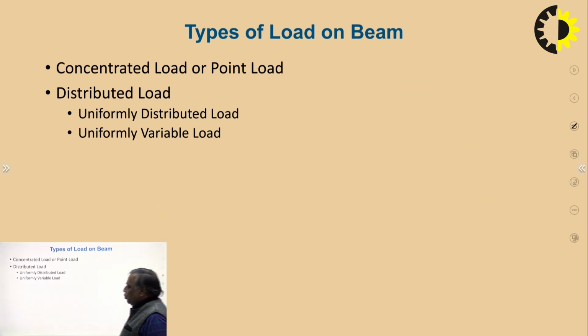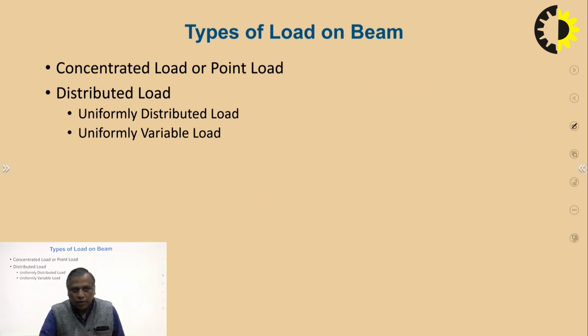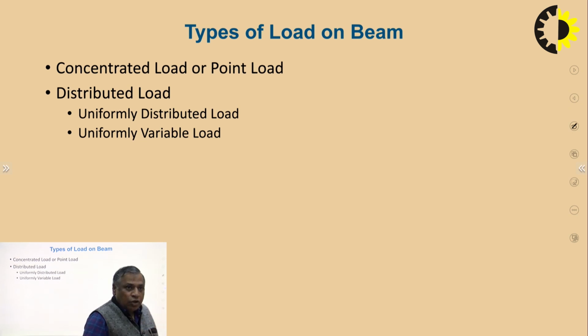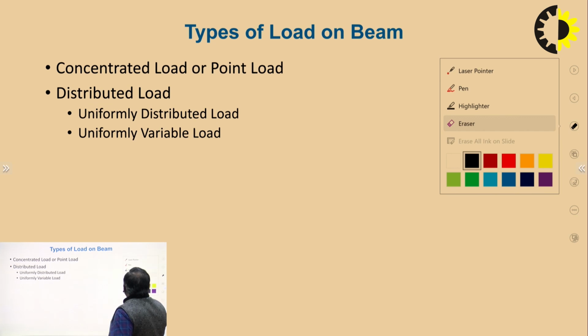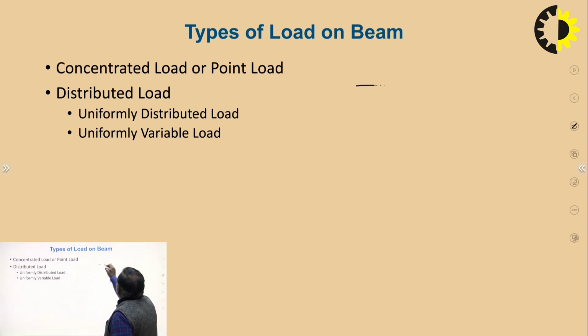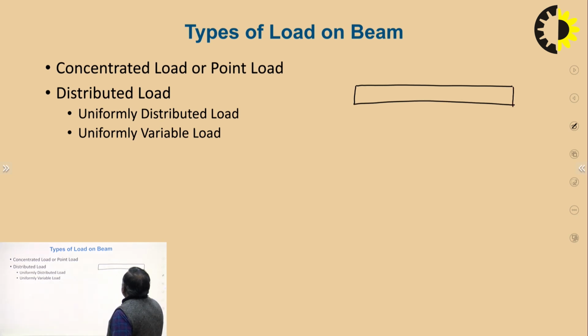Uniformly distributed load means the intensity of the load throughout the span over which it is distributed remains constant. Then this is a uniformly distributed load. So suppose this is a beam. This is a simply supported beam, which I am taking for the sake of simplicity.